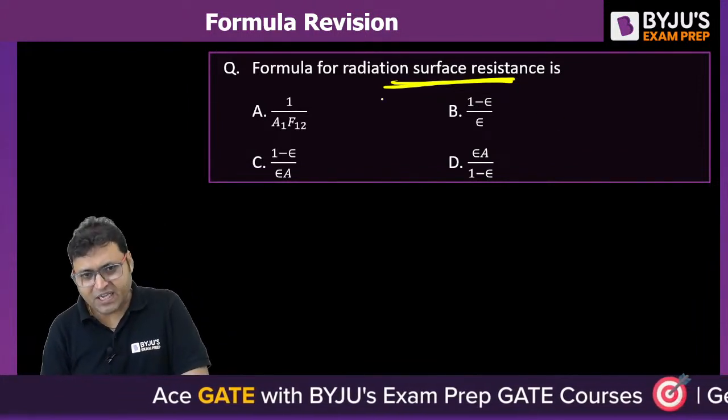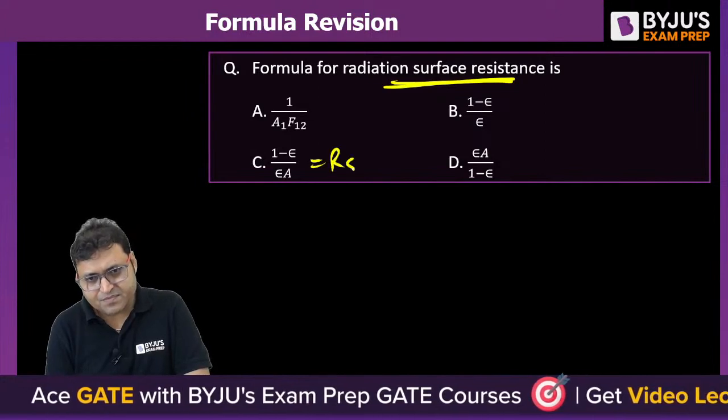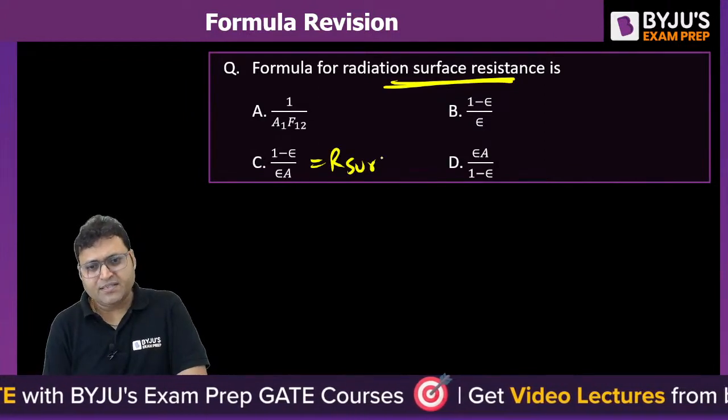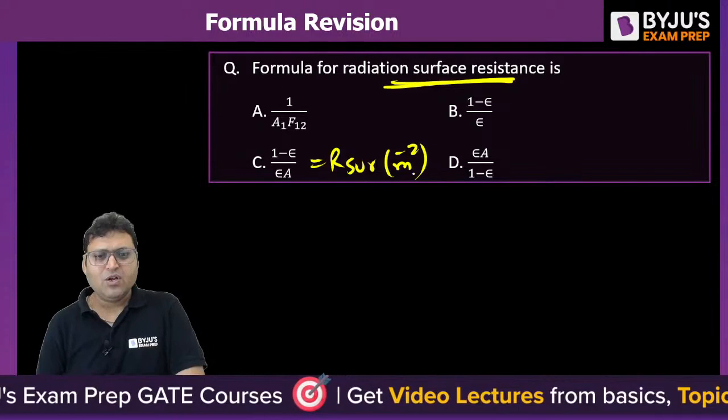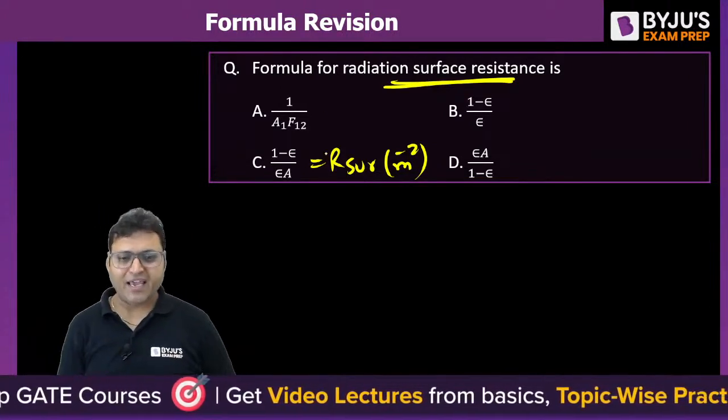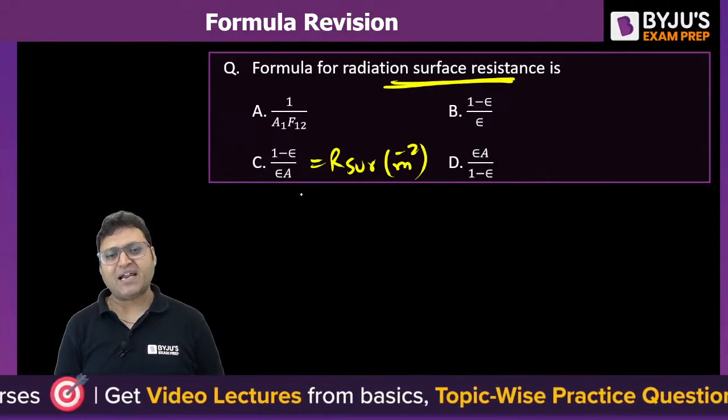The unit of surface resistance is meter to the power minus 2. The surface resistance is (1 minus epsilon) upon epsilon A. A is the area of the surface, epsilon is emissivity.